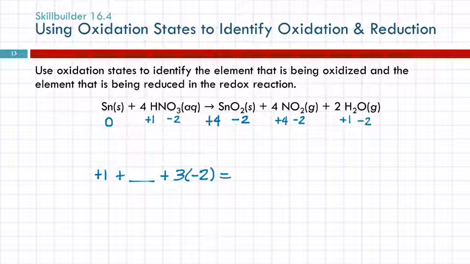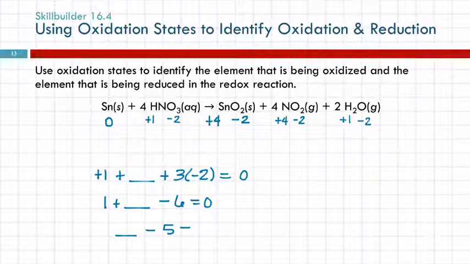What's the charge on HNO3? There's no charge, right? Has to add up to 0. So we've got 1 plus something, and this is -6, equals 0. So if we simplify that, we get blank minus 5 equals 0. What's the blank? 5. So the nitrogen over here is plus 5. Any questions?